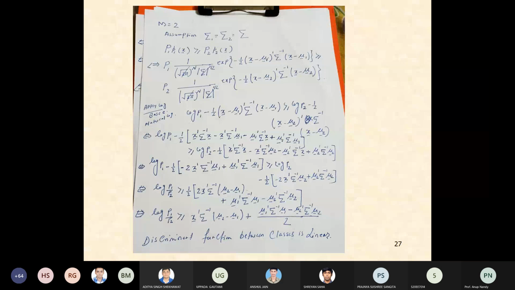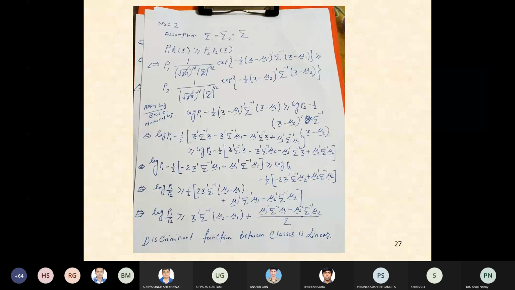If you insert the half within the bracket, you get log P1 by P2 greater than or equal to half, and the half into 2 is cancelled out, so x transpose sigma inverse mu2 minus mu1 plus mu1 transpose sigma inverse mu1 minus mu2 transpose sigma inverse mu2, divided by 2. Now just see, in the previous one, sigma 1 and sigma 2 are equal to sigma, so you will have only one term. What is the term? x transpose sigma inverse x.